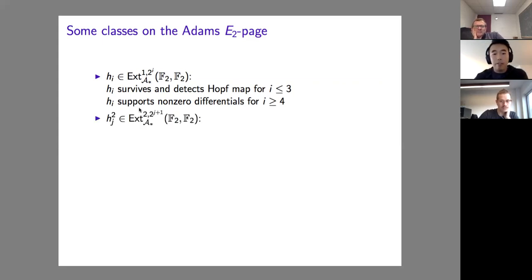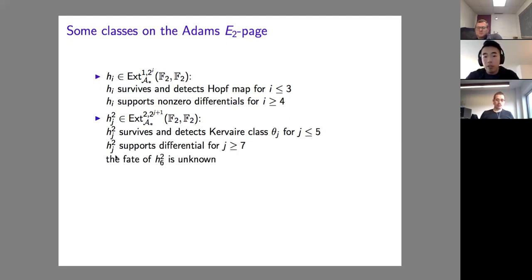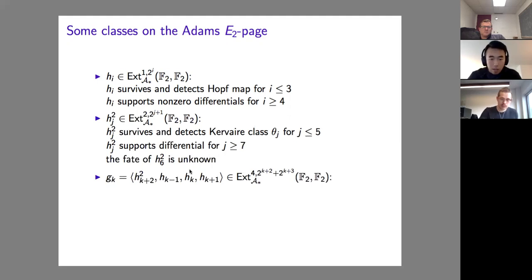And the next family was the Kervaire family. That's the h_j squared. It's a family on the 2 line on the E2 page of the Adams spectral sequence. We know that h_j squared survives the Adams spectral sequence and detects theta_j for j less than or equal to 5. So that's hard computations done by Barratt, Jones, Mahowald, and Tangora, with the Adams spectral sequence. And the Kervaire problem shows you that h_j squared supports a differential in the Adams spectral sequence for j greater or equal to 7. And so they do not survive to become the theta_j's. And the fate of h_6 squared is unknown. So that's the Kervaire family.